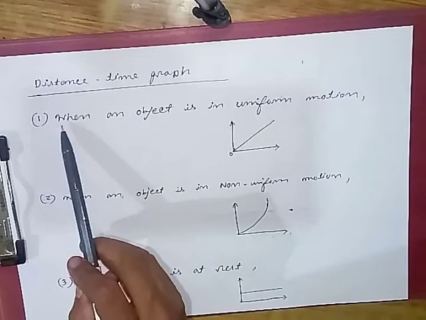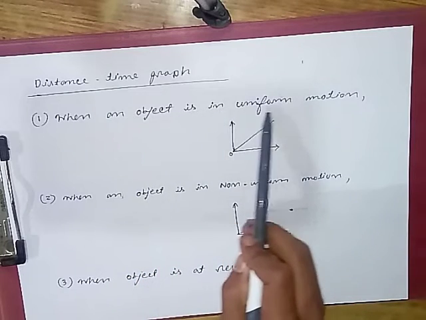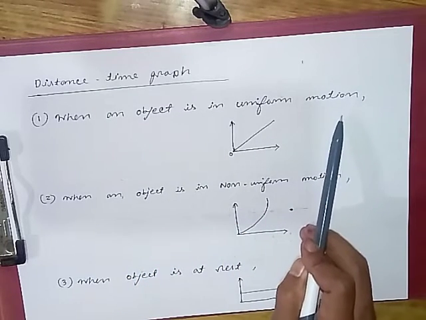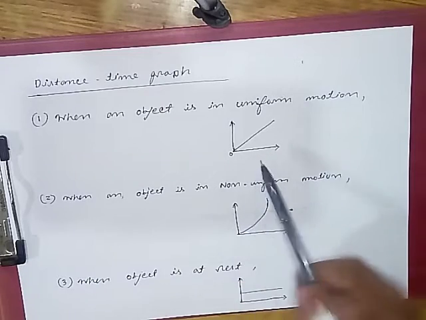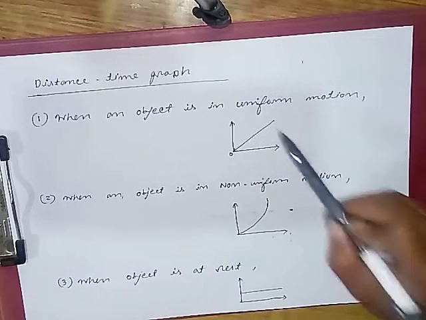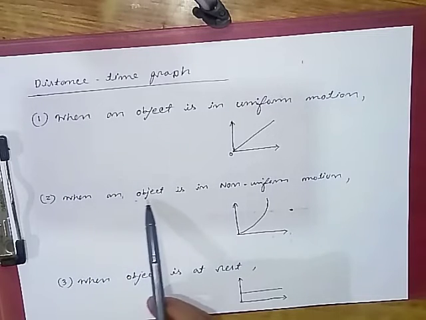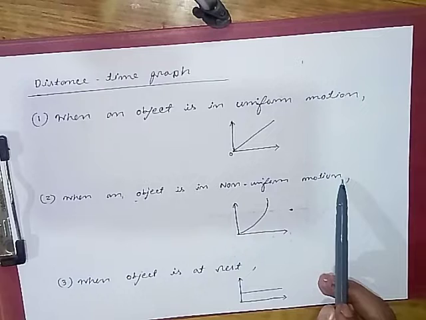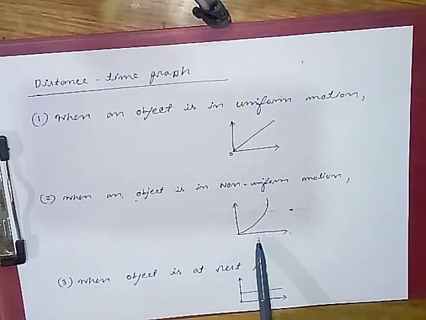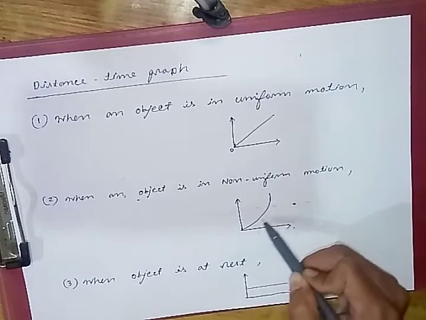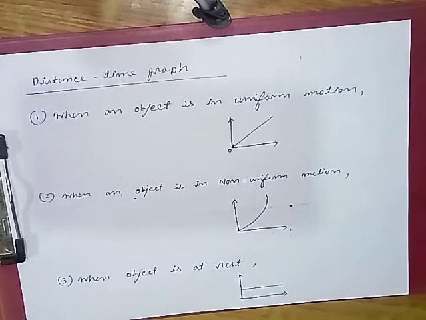So when an object is in uniform motion, then the distance time graph will look like this, that is a straight line always. When an object is in non-uniform motion, then the distance time graph will be a curved line, not a straight line. And when an object is at rest, then the distance time graph will look like this, a horizontal line we will get.